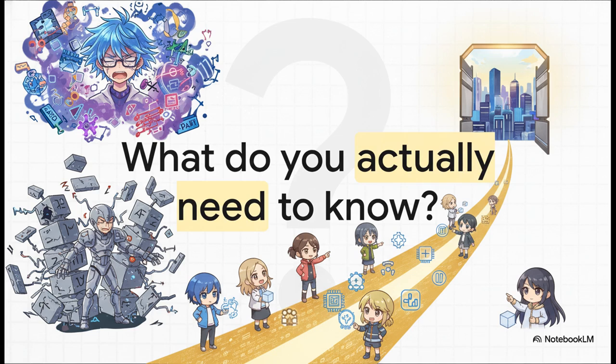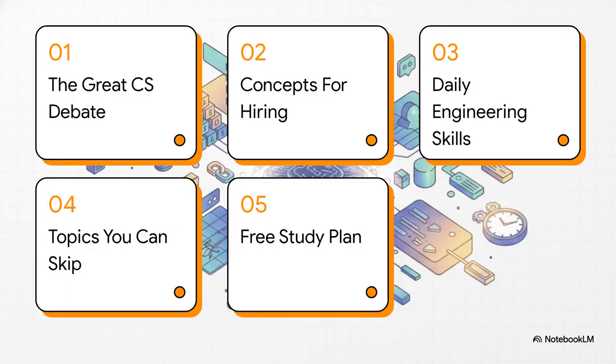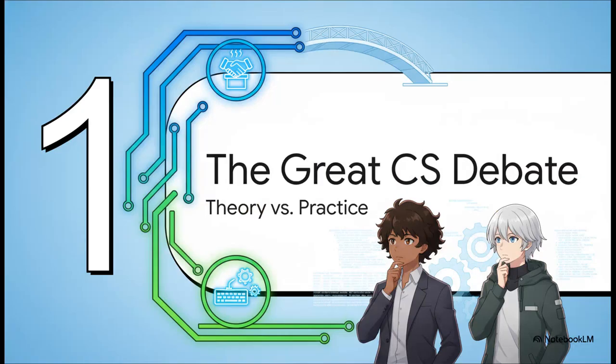So, we need to ask the central question. What do you actually need to know? We're going to pivot right now to a highly pragmatic, realistic roadmap that bridges the gap between pure theory and practical, everyday coding skills. To make sure we're totally respecting your time, here is our clean 5-step game plan. 1. The Great Debate. 2. Hiring concepts. 3. Daily skills. 4. What to skip. And 5. A free study plan.